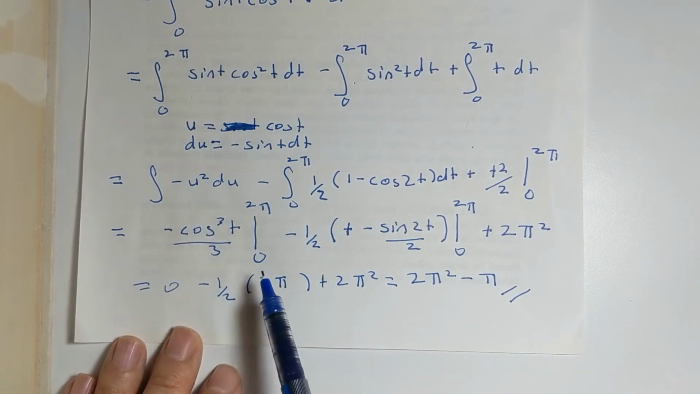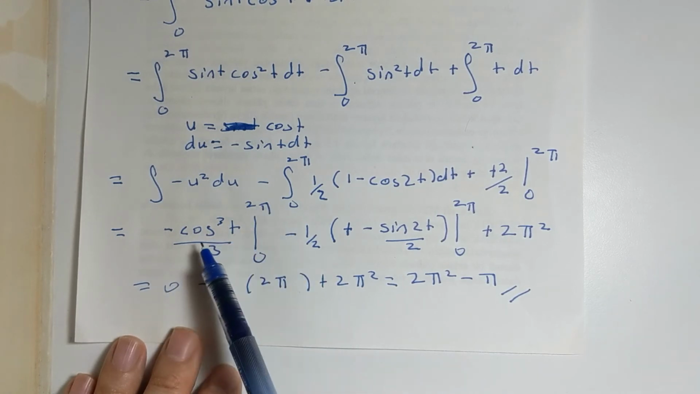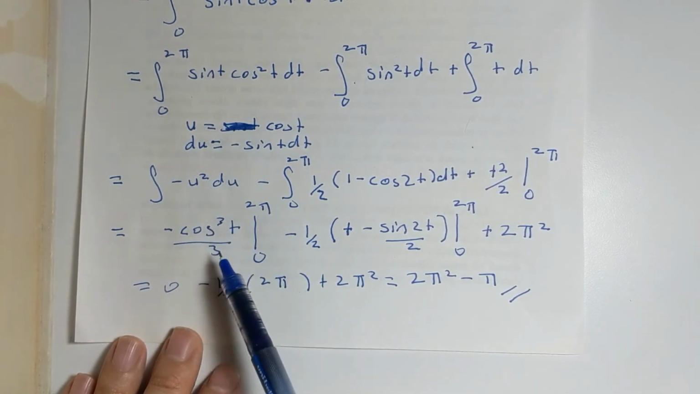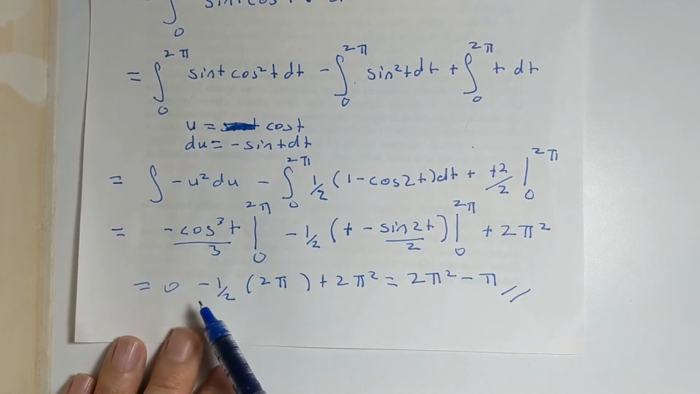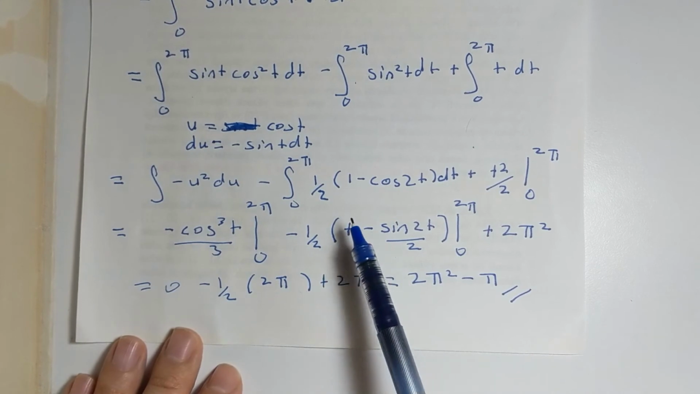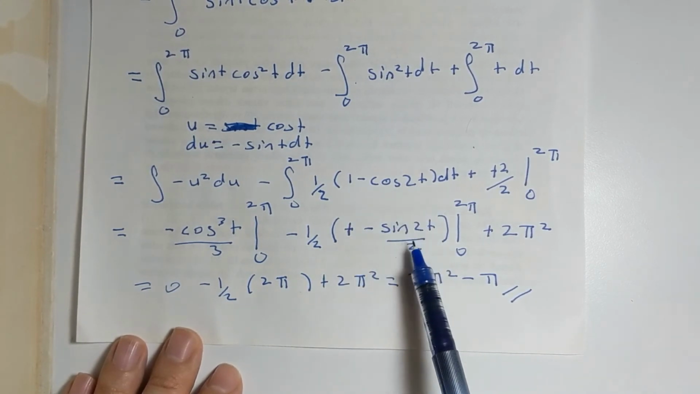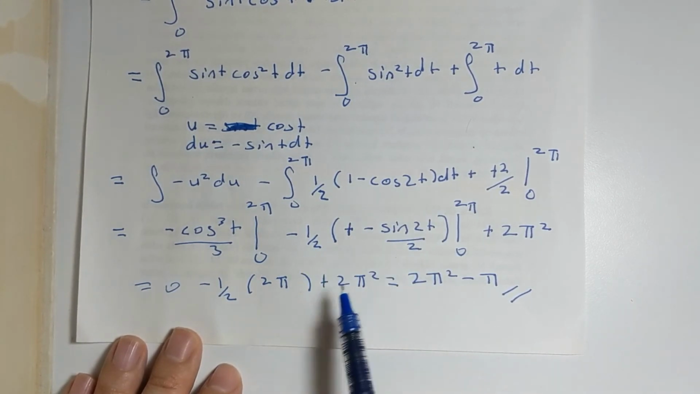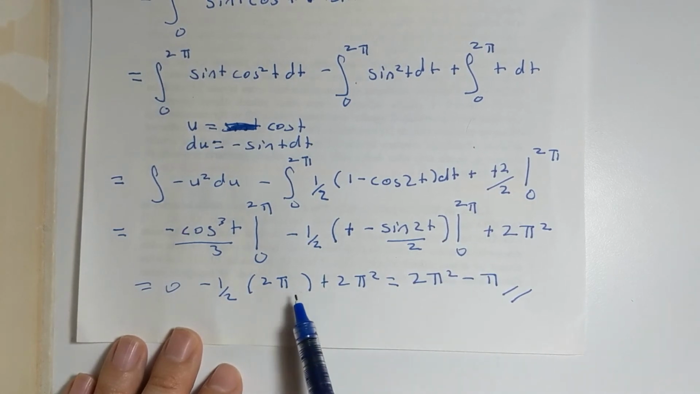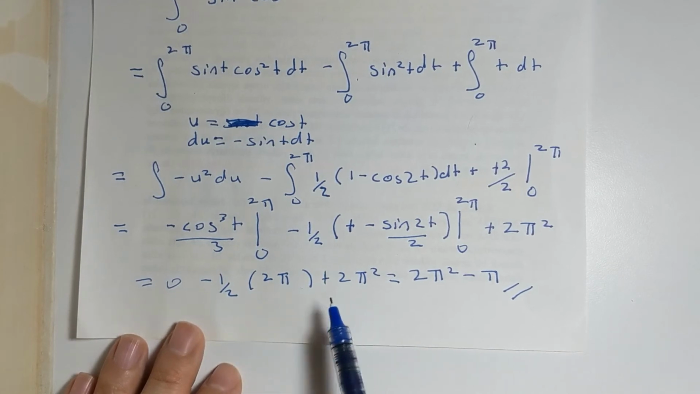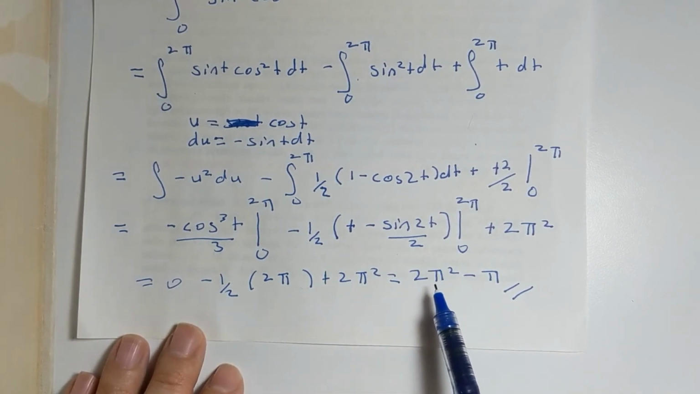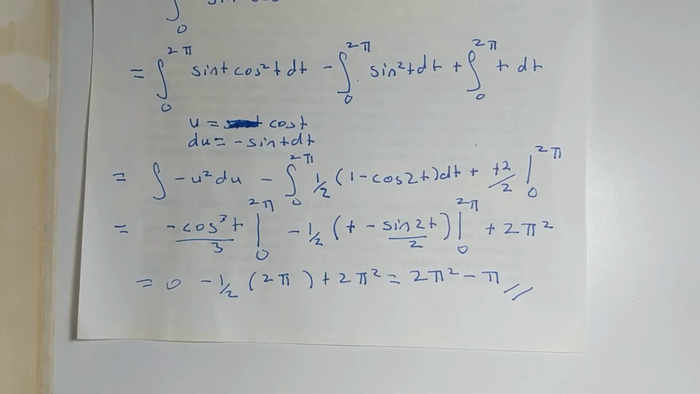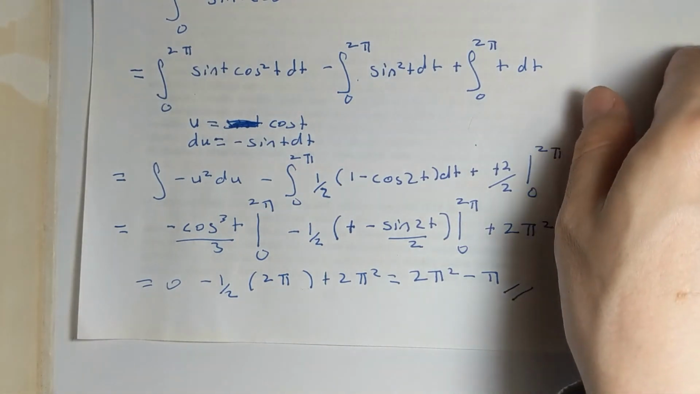Evaluate from 0 to 2 pi. Well, guess what? That's just 0. Plug in, you get minus 1 over 3 minus 1 over 3, it's gone. So this part just is gone when you plug it in. Here we're going to get t times sine 2t over 2. Don't forget the 1/2. Plug that in, and we get minus pi. These guys are going to cancel. We get minus pi plus 2 pi squared. So the work done here is 2 pi squared minus pi for this integral, for this specific force field.